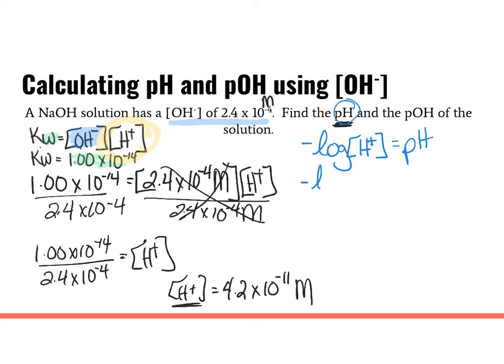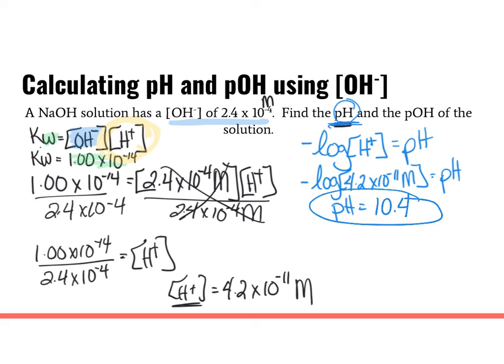So if I plug this in, the negative log of H plus, which is 4.2 times 10 to the negative 11th, is equal to pH. And when I put that in, pH is equal to 10.4. So that is the first part of my answer. As you can see, that took a little bit of math. First, you had to plug it into Kw so that you're able to get the H plus concentration. And once you have that, you put it into the pH equation.